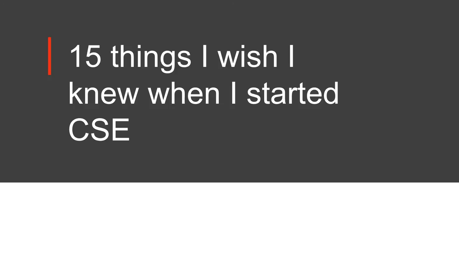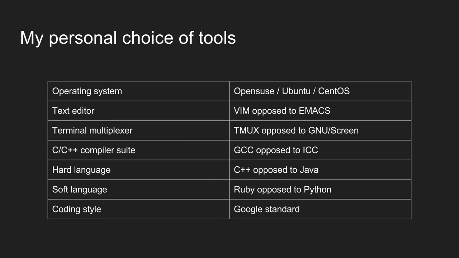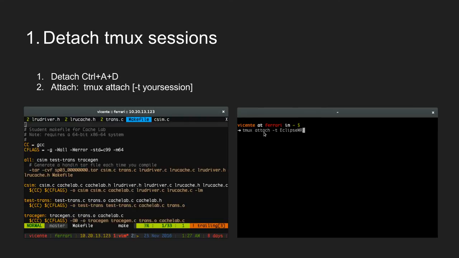And for each of the things, I might go to my terminal and show you an example of how it works. So the first one is about Tmux. If you remember, I mentioned this terminal multiplexer thing. So here's the thing. Tmux, you have different types. Well, you cannot really see it, so let me make an example.